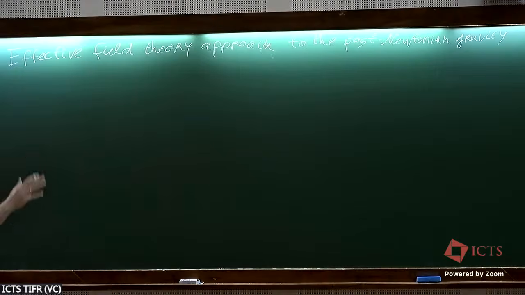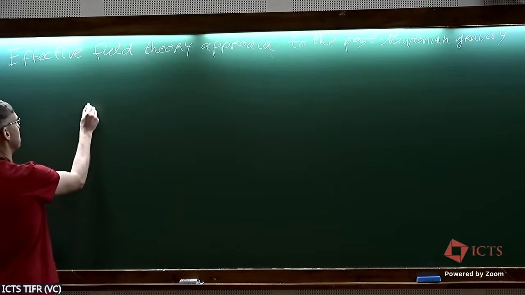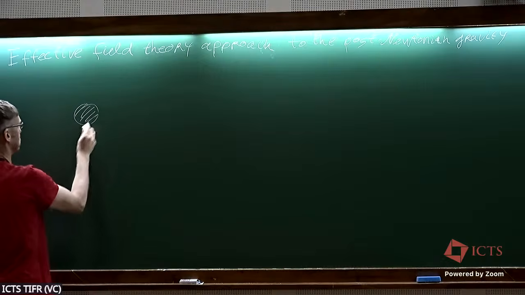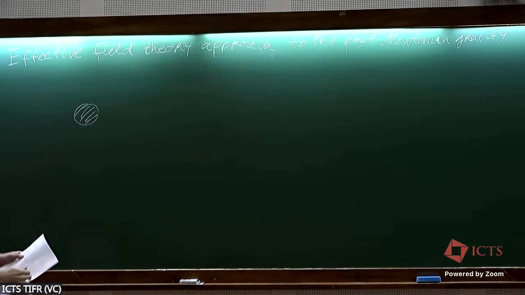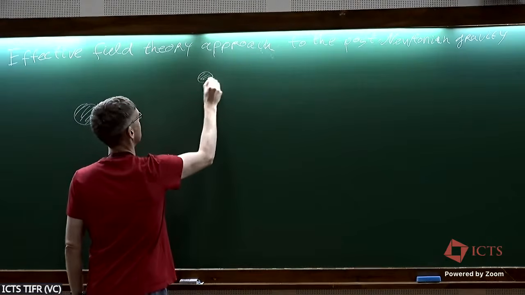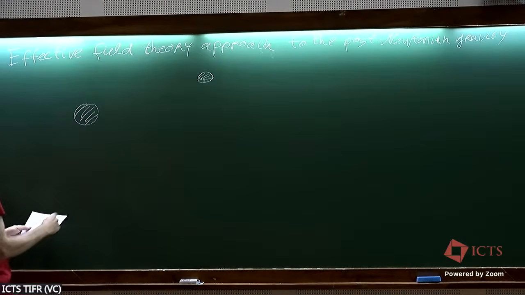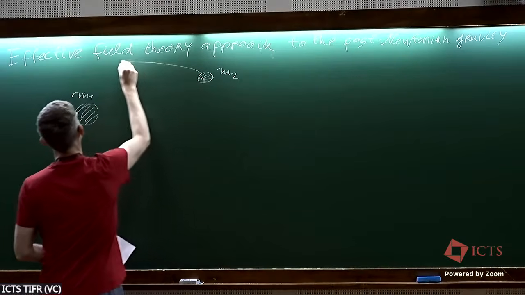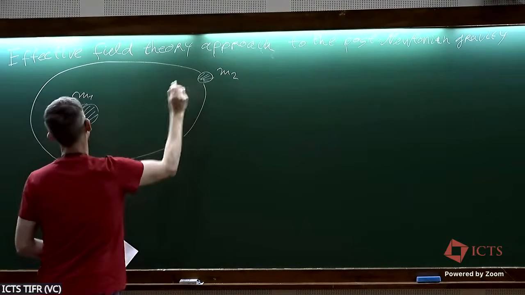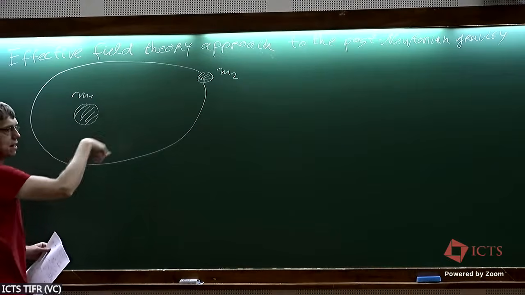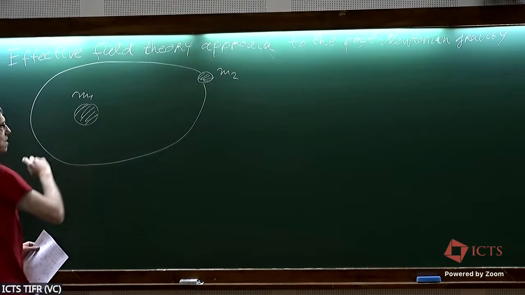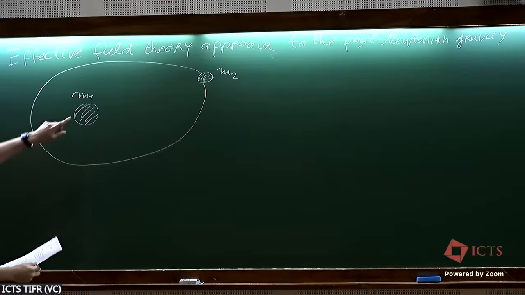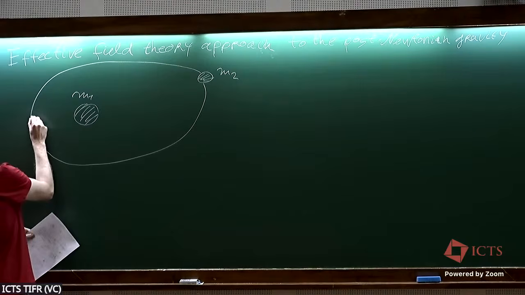So just to set some notation, let me draw a picture of a binary system. This is one object in the binary, say a black hole or a neutron star. And there's a companion over here. They have two masses, M1 and M2, and they are orbiting each other, going around their common center of mass. But let's say if this one is much heavier than the other, then the small one is going in an ellipse around the bigger one.